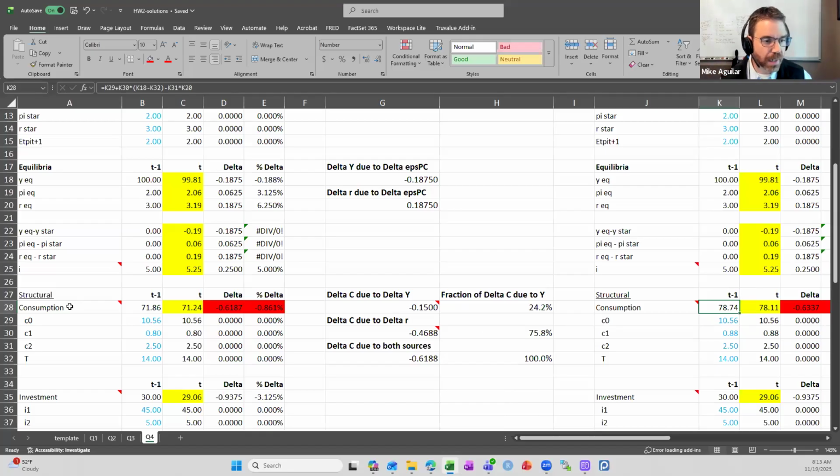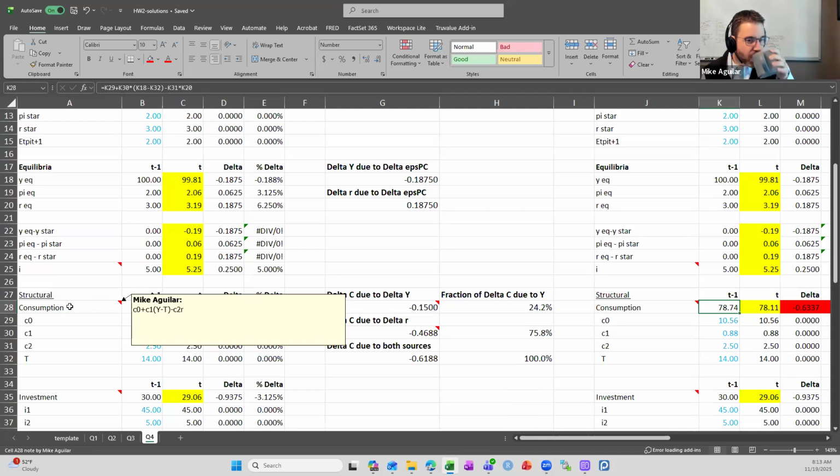Okay, so let's call this back up. Hopefully in the share screen, you can see the consumption function. Again, C0 plus C1 times y minus T minus C2R. What does C1 mean? If I change disposable income, how much does consumption change? And if disposable income falls, that means that consumption should fall by the amount C1. So I'm going to try to do two things. I want to figure out what was the change in disposable income and then multiply it, amplify it, scale it by C1. Again, take that change in disposable income, that dollar amount, and then scale it by C1.